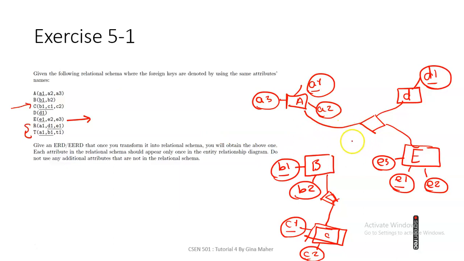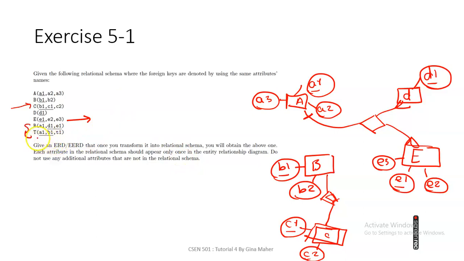How to know the cardinality of this relationship? The primary key of this relation will be the primary key of the many-sided entities. Since the primary key here is D1 and E1, D and E are the many-sided, and A is one-sided. Okay?